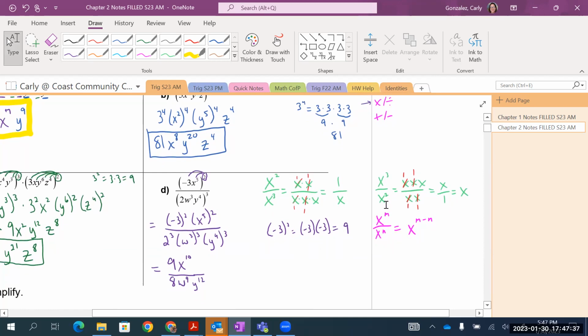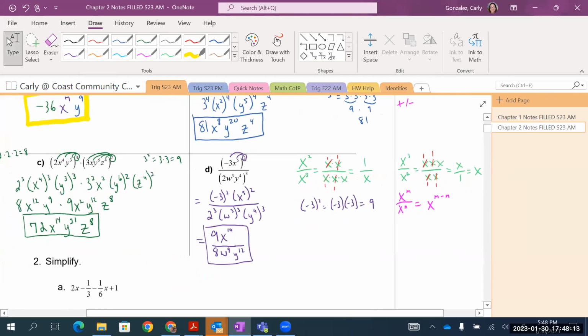Now, I just realized that this concept over here actually doesn't apply because 9 and 8 don't have any common factors, and all of our bases are different variables. So we actually will not be able to simplify any further. So we are done. So we get 9x to the 10th power all over 8 to the 9th power, y to the 12th power. Okay.